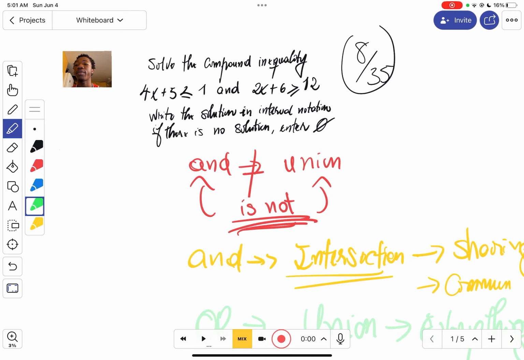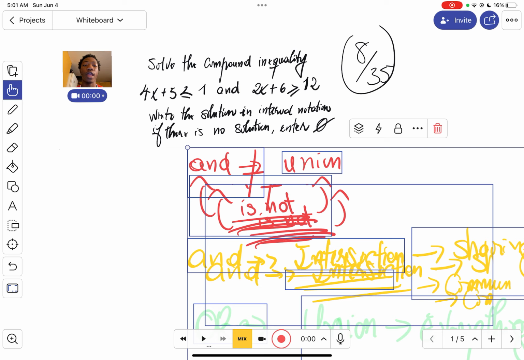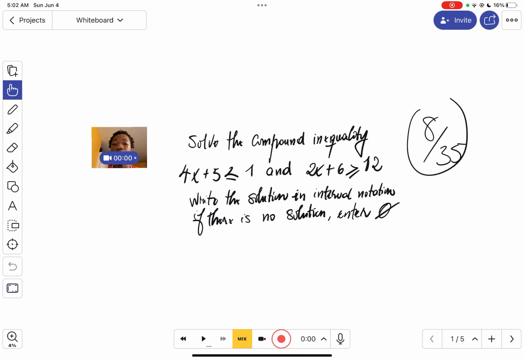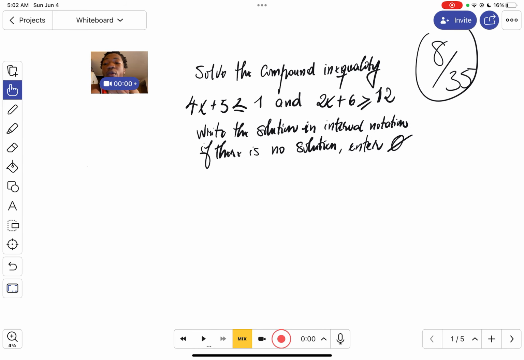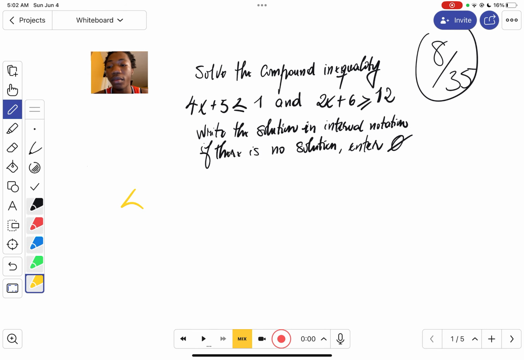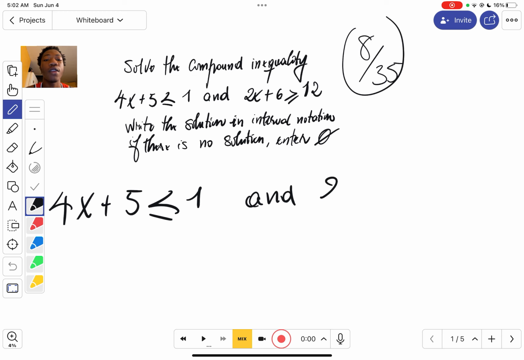So let's get into it. That's the thing I wanted to talk with you about before actually starting the exact problem. So we have the compound inequality 4x plus 5 less than or equal to 1, and 2x plus 6 greater than or equal to 12. We're gonna write the problem again. So it's gonna be 4x plus 5 less than or equal to 1, and 2x plus 6 greater than or equal to 12.